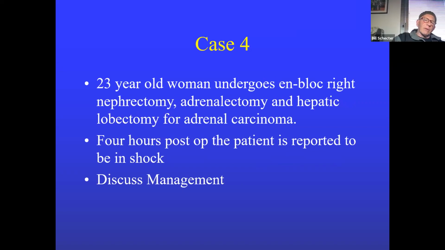This is a case from Africa. This was a 23-year-old woman who had this giant adrenal carcinoma on the right adrenal gland. We did a right thoracolaparotomy, did an en bloc resection of the right kidney, the right adrenal gland, and the right lobe of the liver. And we took out a piece of the diaphragm because the tumor was into the diaphragm.